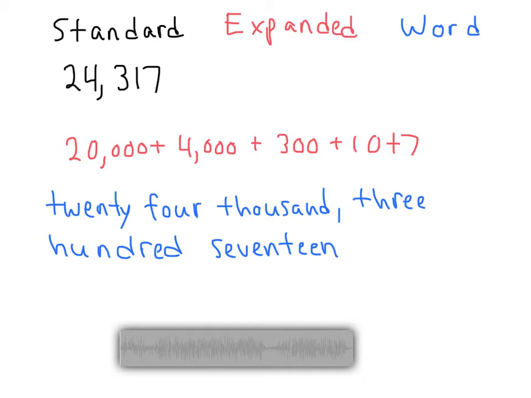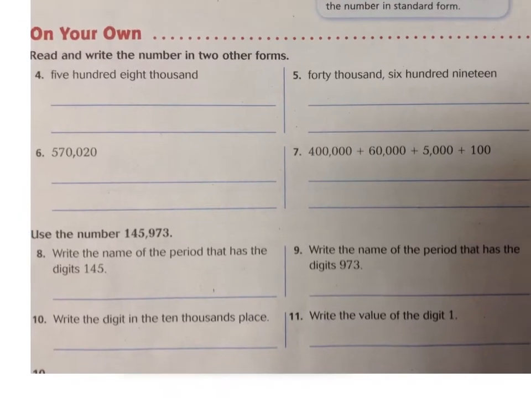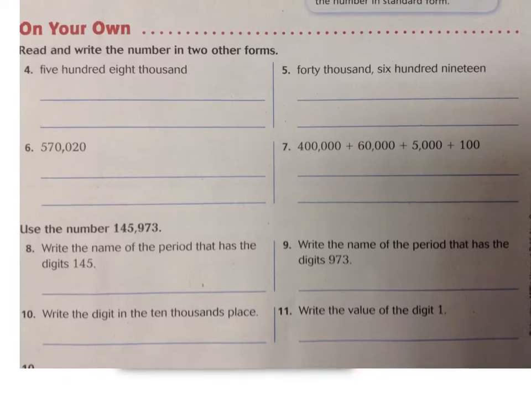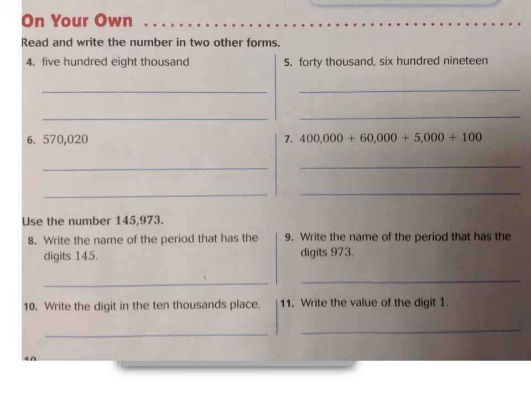So what we're going to do now is look at the worksheet that the students worked on in class today, and go over a couple of the problems to help us with the homework tonight. So, right here we have our worksheet that we worked on in class, and it says read and write the number in 2 other forms, so we will do that. The first one says 508,000, so again, I need to read the number correctly, and I need to write it in standard form and expanded form.